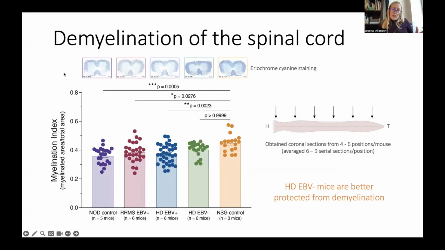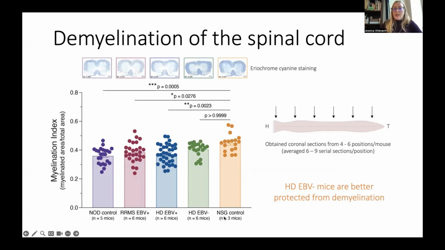We also know that when immune cells enter the CNS, they mediate demyelination of the spinal cord. We wanted to see if the increased disease severity that we were seeing in our MS and EBV positive groups was due to increased demyelination of the spinal cord. So we sectioned the entire way along the spinal cord and did an overall summation of the degree of demyelination. And we saw that here's our NSG controls.